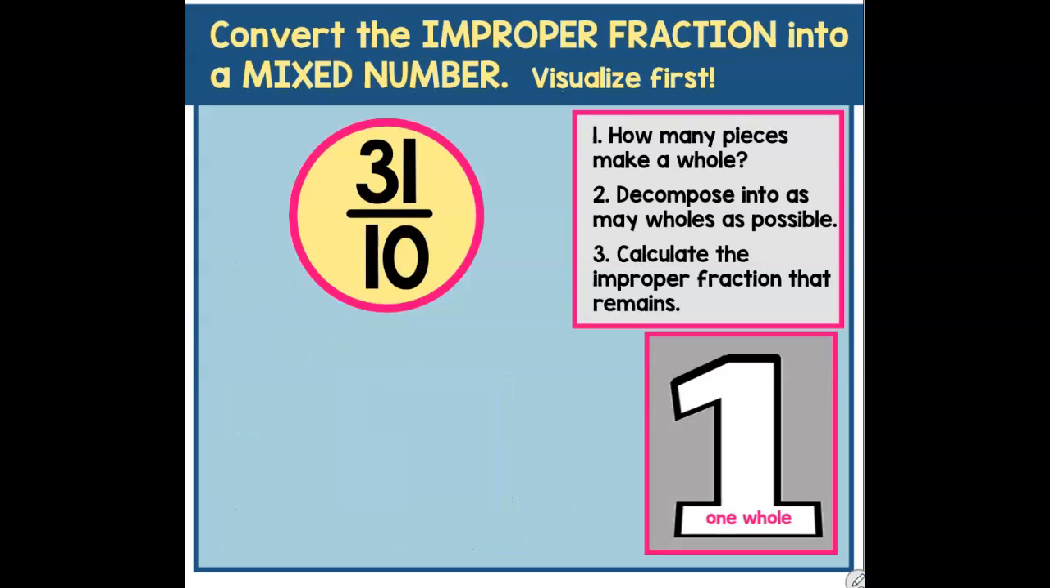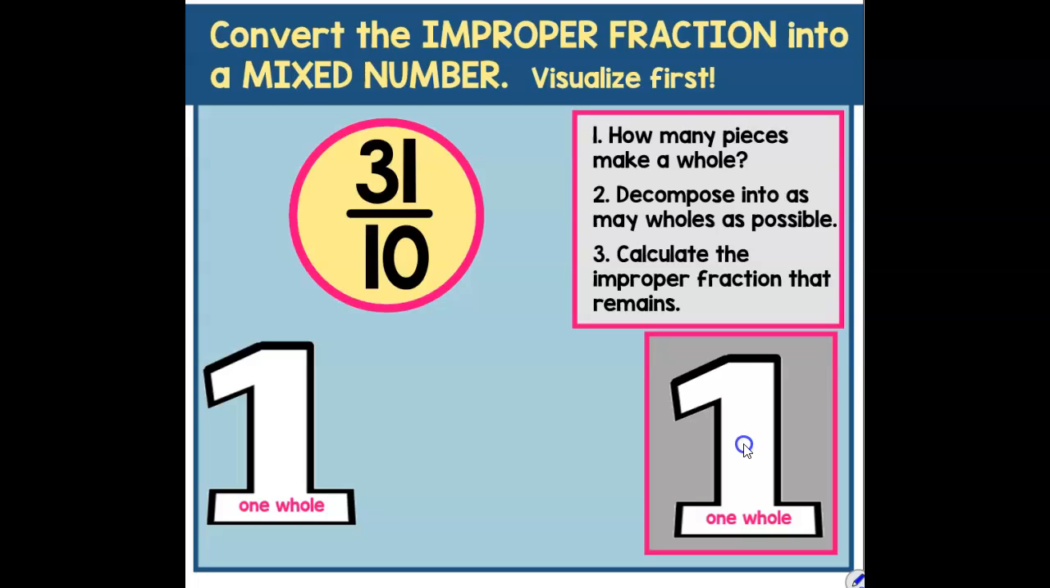Okay, our next one, 31 tenths. So I want you to picture this one in your head. How many pieces make a whole? How many am I going to have to pull out every time to make a whole? Well, let's start taking some out. I'm going to take out 10 tenths to make one whole.